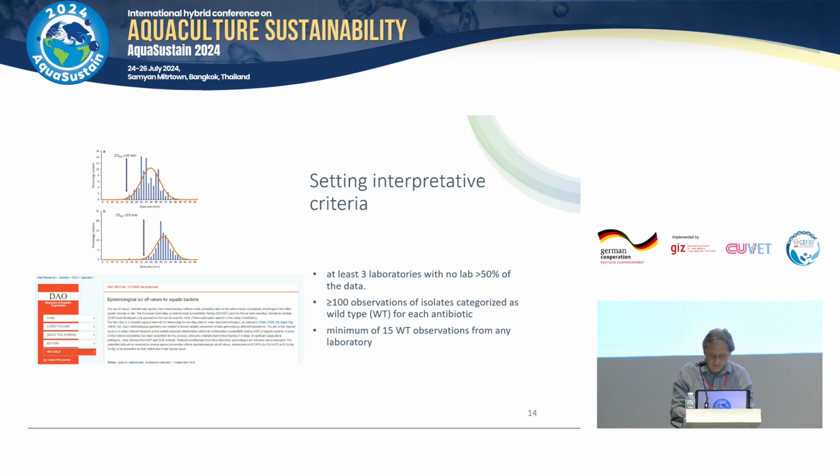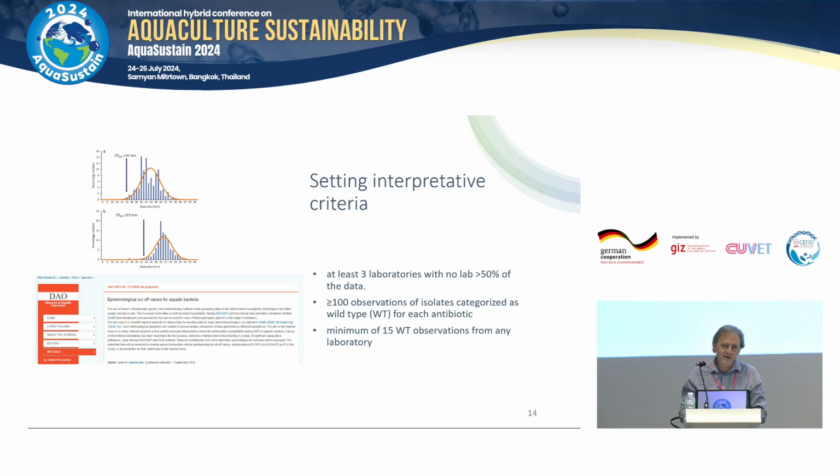So what we have here are zone sizes. Basically, the bigger the zone size, the more susceptible the pathogen. If you plot organisms that are unlikely to have any intrinsic resistance, you can set an ecological cut-off point. So you can say that if your organism's zone size is less than this point, it's showing what we term non-wild type susceptibility.